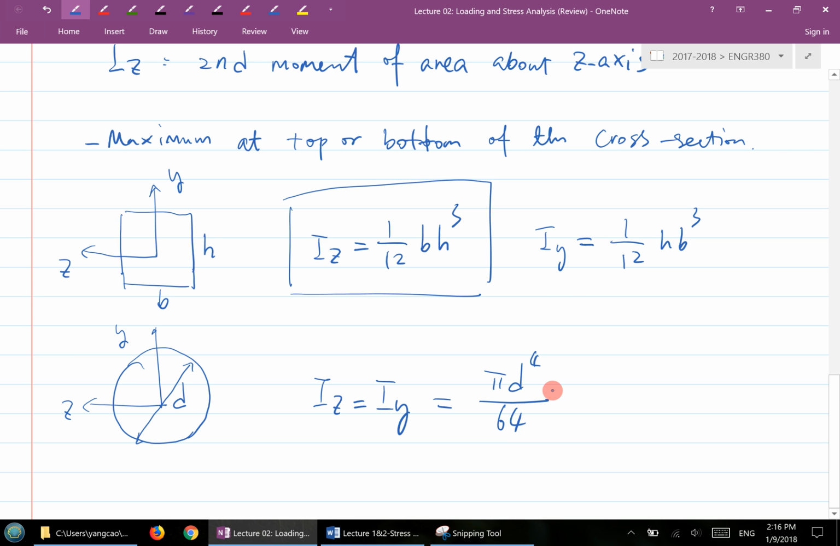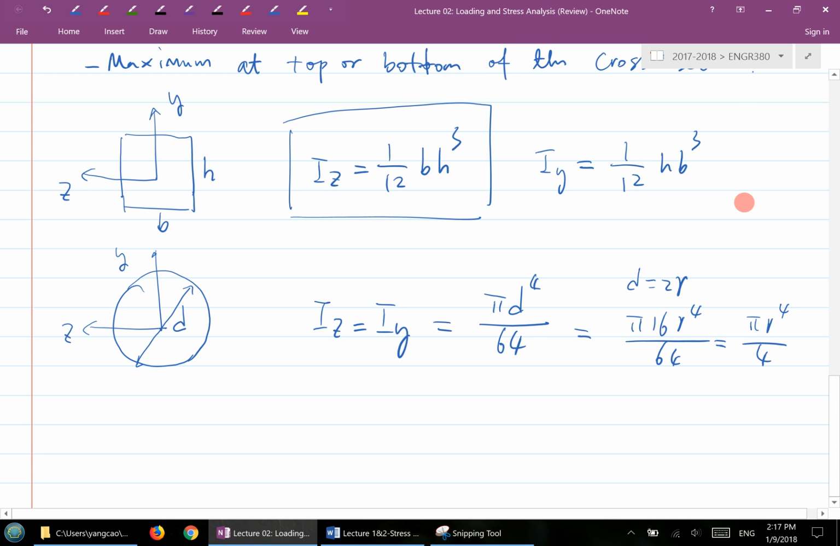You can always replace the d with the radius. Let's say d is 2r. So what would that be? It's pi times 2 to the power 4, r to the power 4, over 64. So it's pi r to the 4 over 4, right? So it's different, okay? Yeah.